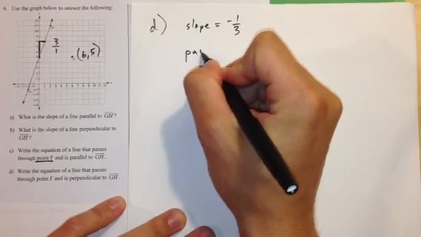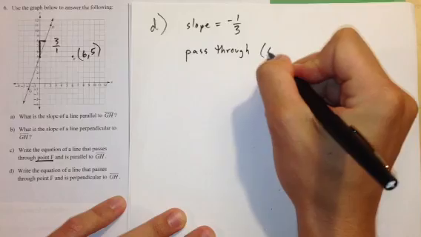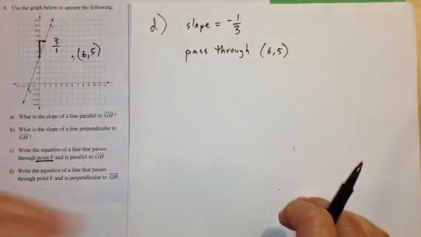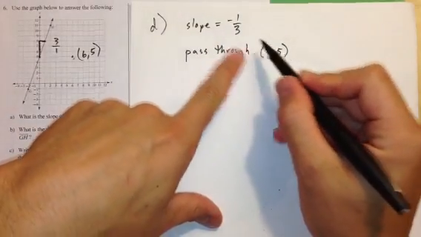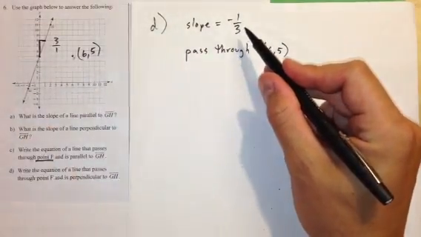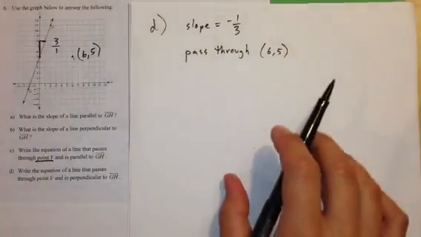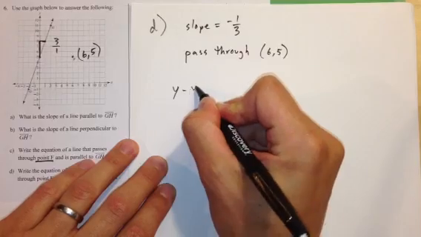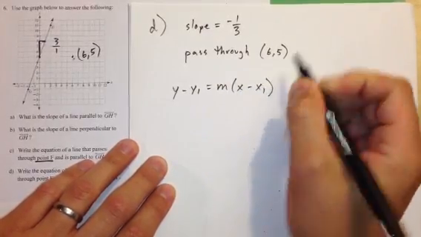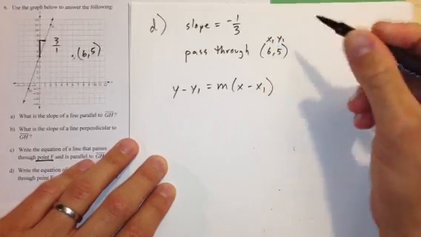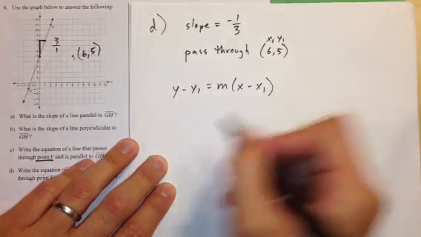Now we want it to pass through point F, which is 6, 5. So again, just like the last problem, part C, we have a point and we know the slope. So what form are we going to use? We can use point-slope form. So again, it is y minus y1 equals m parentheses x minus x1, where x1 and y1 are the point that the line goes through.